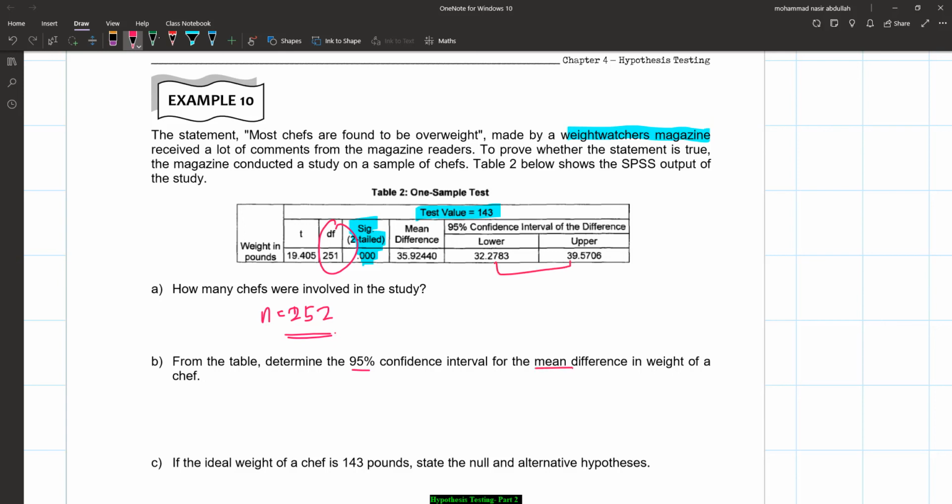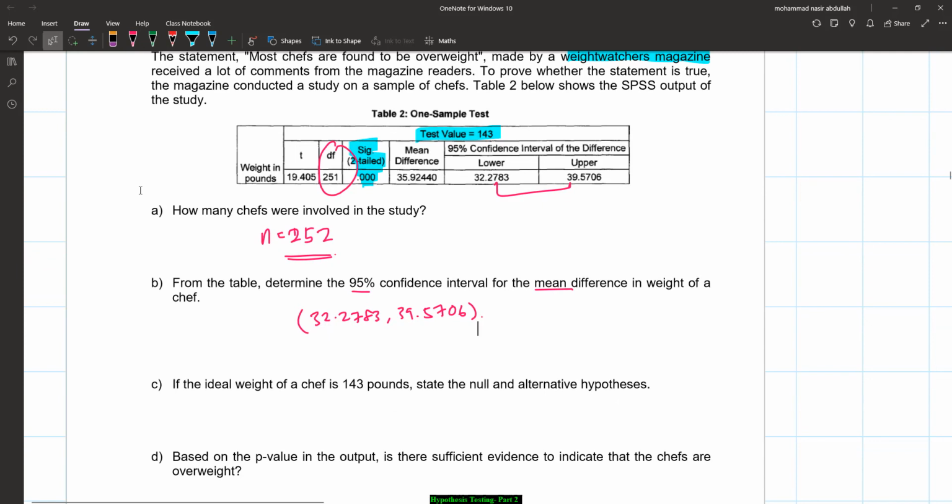So mean difference kat sini lah. So 32.2783. Right. 39.5706. Right. So if the ideal weight of chef is 143 pounds, state the null hypothesis and alternative hypothesis. So null hypothesis will be mean mu is equal to 143. Alternative hypothesis mean is greater than 143. Sebab dia kata kat sini most chef found to be overweight.